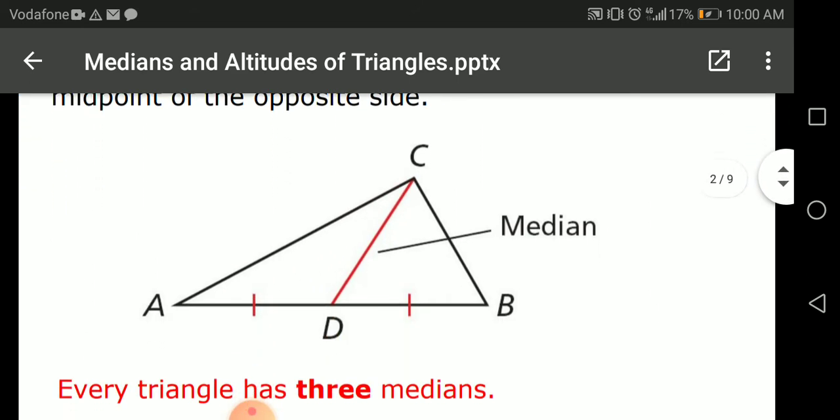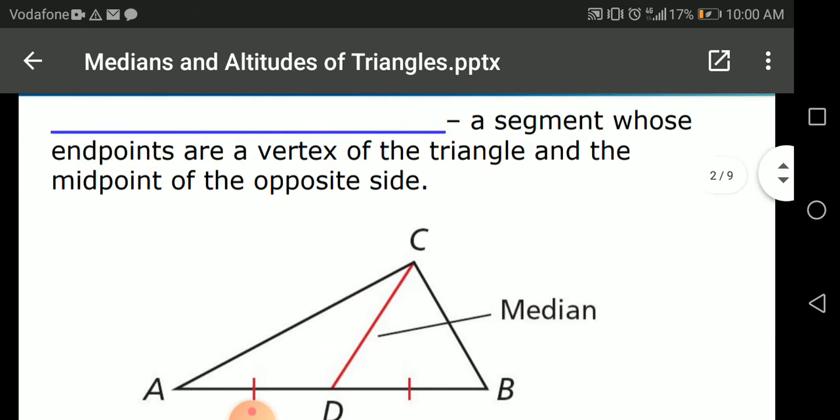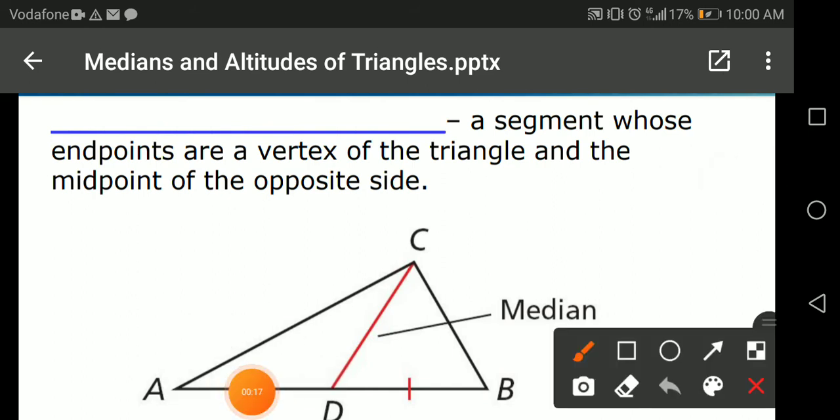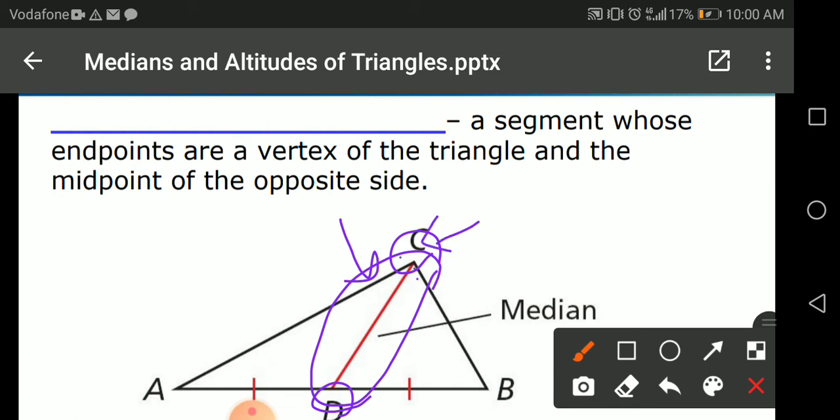What does it mean, a median? A median, guys, is what? It's a segment. This red line is a median. It's a segment that has two ends. One end is a vertex of the triangle, and here the vertex is C, and the other end of the segment is the midpoint of the opposite side.